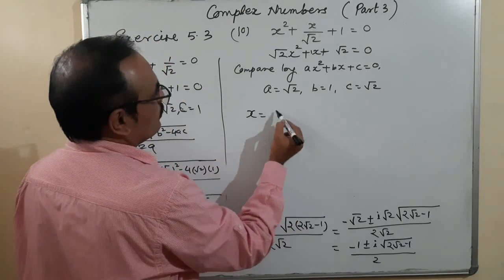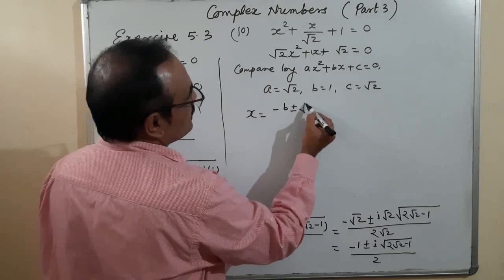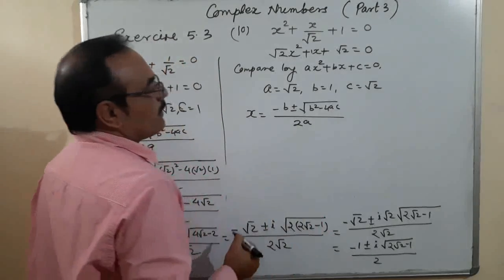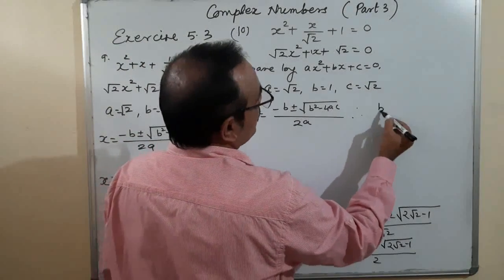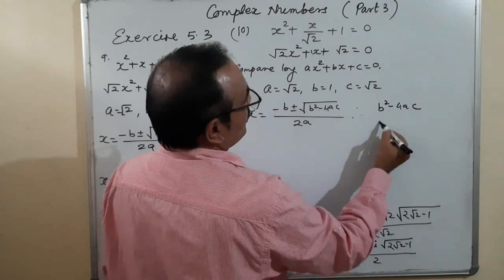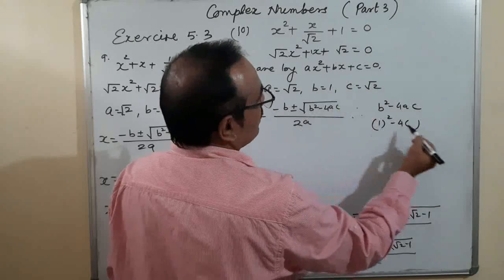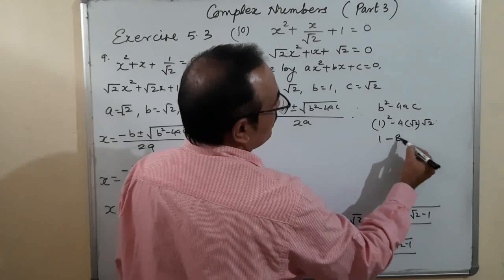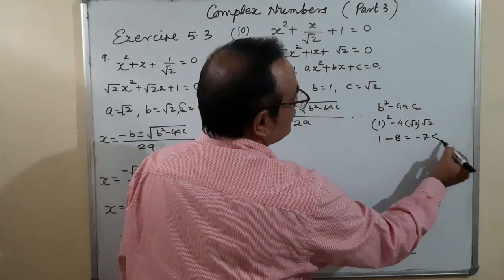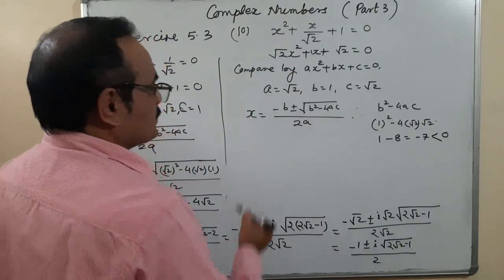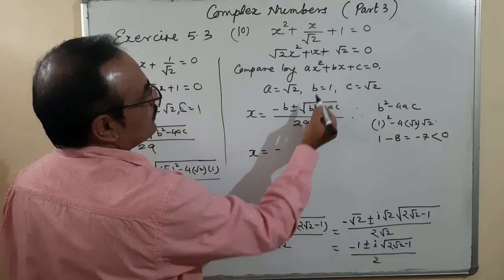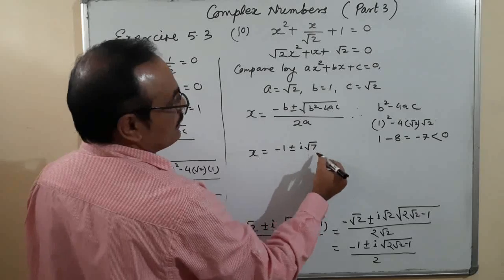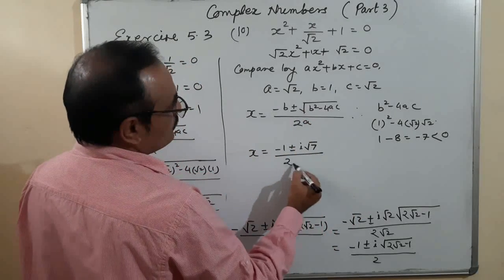Quadratic formula, you always write plus minus under root b square minus 4ac upon 2a. Find the value of b square minus 4ac. b square is 1 square minus 4 into a, which is under root 2, and c is again under root 2. So 1 minus 8, which is again minus 7, less than 0. So therefore x is equal to minus 1 plus minus, in a direct way I write here, i under root 7 upon 2 into root 2.